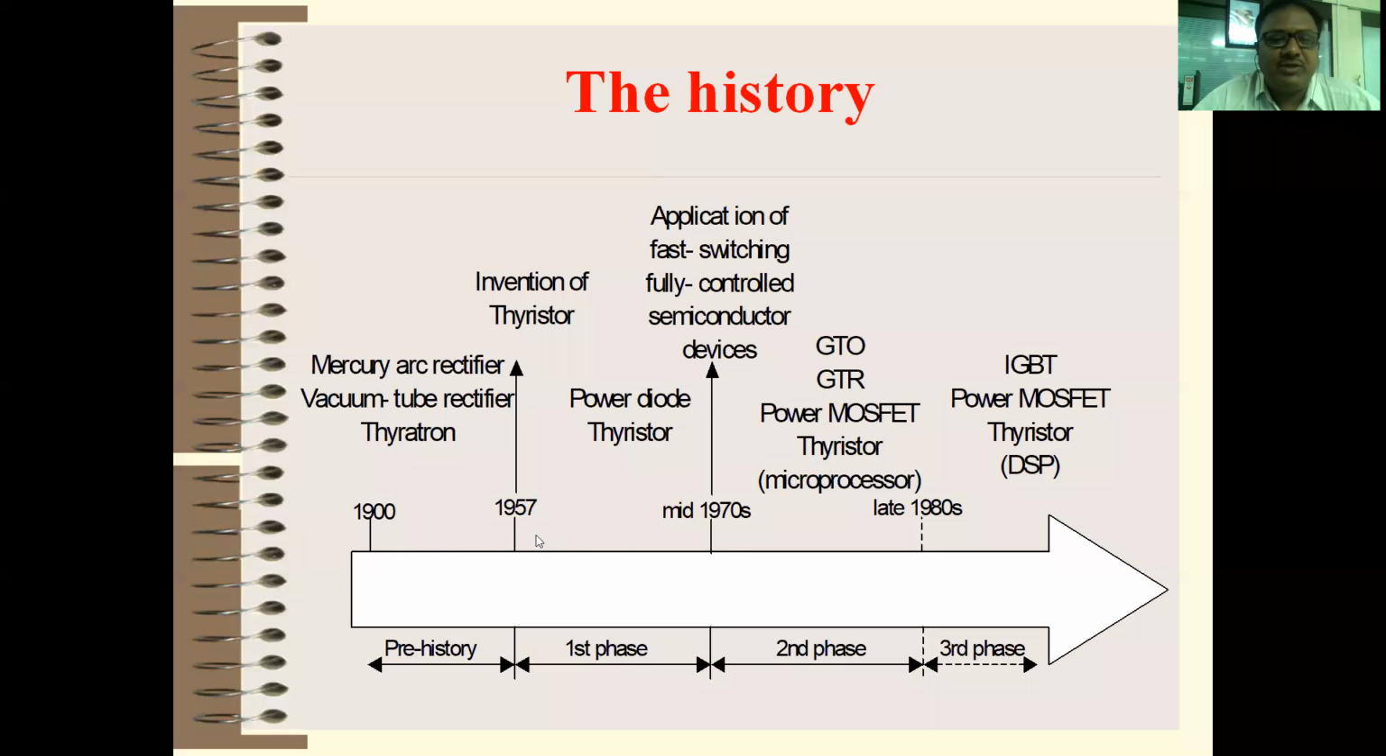Then in 1957, the invention of the thyristor, that is, SCRs, were developed. Then in the mid 1970s, power diodes, application of fast switching, fully controlled semiconductor devices, basically BJTs, FETs, MOSFETs, etc., were developed. Then GTO, GTR, power MOSFET, thyristor, microprocessor were developed in the second phase, in the late 1980s. And then in the third phase, IGBT, power MOSFET, thyristor, DSP, etc. So this is basically the history of the development of these power devices.